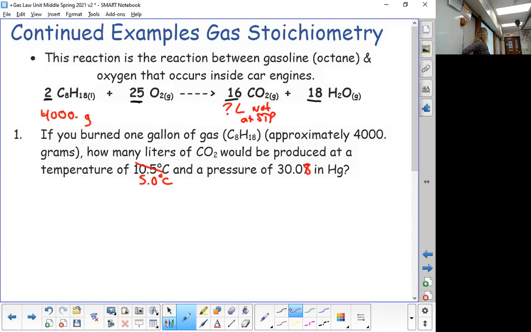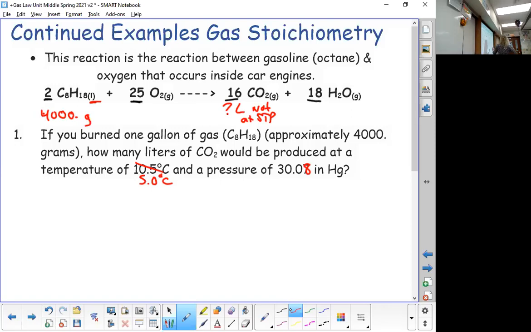So a common thing with this: here you have to do the stoichiometry on the front end. You can't, this is a liquid, the octane in your tank, and it's not at STP. So we need to first get moles of CO2 and then use the ideal gas law to get from moles of the gas to volume of the gas. So you'll do the stoichiometry at the end.